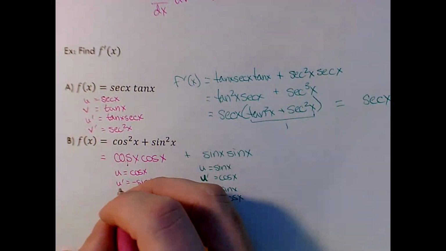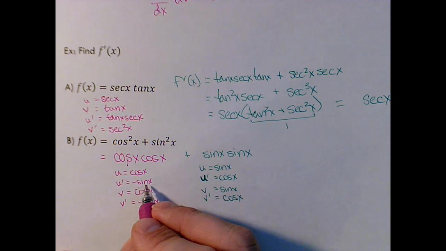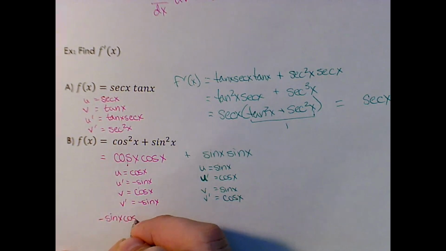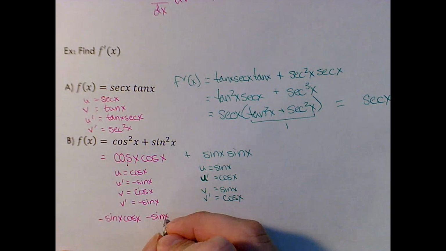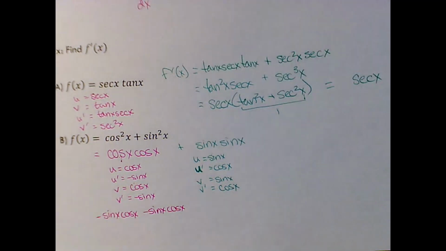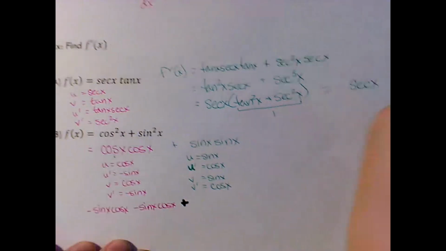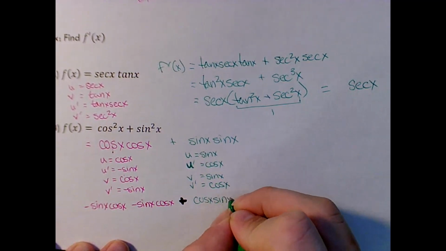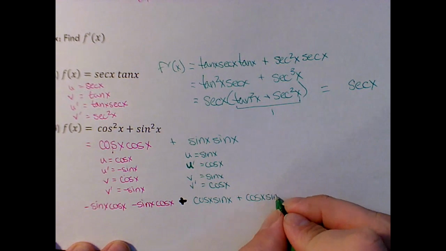So u prime v plus v prime u is going to be negative sine times negative sine, times cos x, so negative sine x cos x, plus v prime u, which is going to be negative sine x cos x. Big plus sign down the middle. u prime v is going to be cos x sine x, plus v prime u, which is going to be cos x sine x.